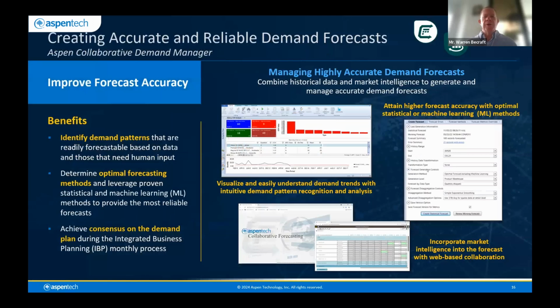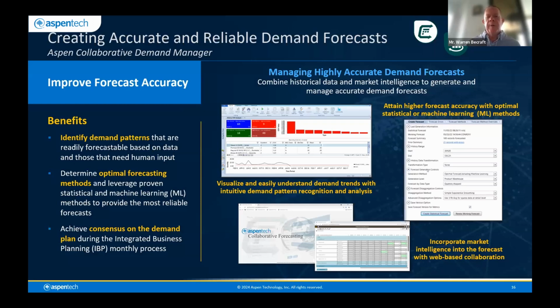So the first part of the solution is our Aspen Collaborative Demand Manager solution, with which we generate the highly accurate demand forecast going out into the future using both historical data and market intelligence to tune those forecasts and produce the best possible demand signals that then go down to supply planning. With the solution at Aspen CDM, we can identify demand patterns that are readily forecastable by the system and automate those processes, allowing the demand planner to focus on just those key demand signals that require human input.